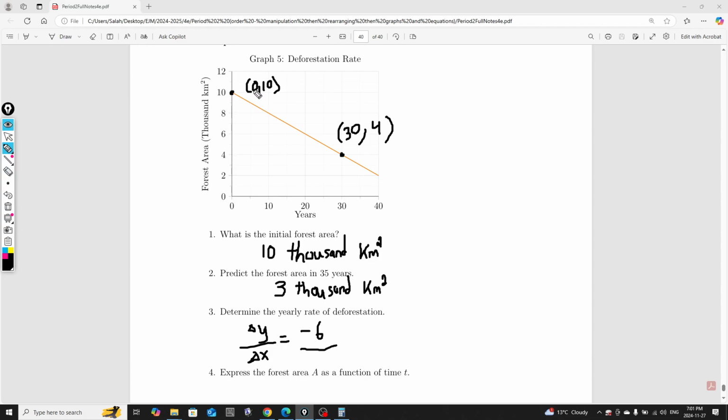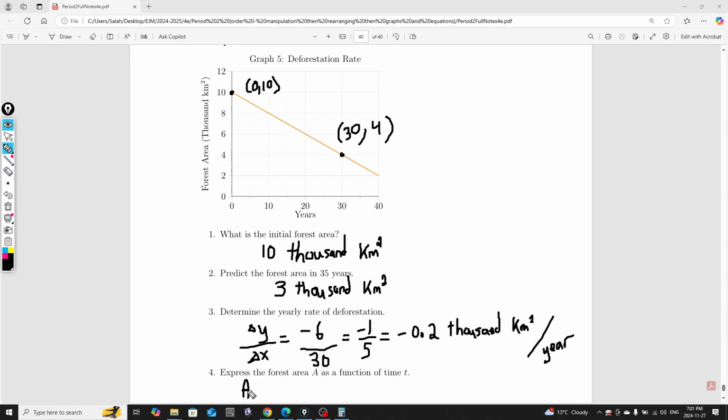Now that's negative 6,000 kilometers squared. And then horizontally, we're going from 0 to 30. So that's an increase of 30. Okay. When I divide top and bottom by 6, I get negative 1 over 5. So this is negative 0.2 thousand kilometers squared per year.